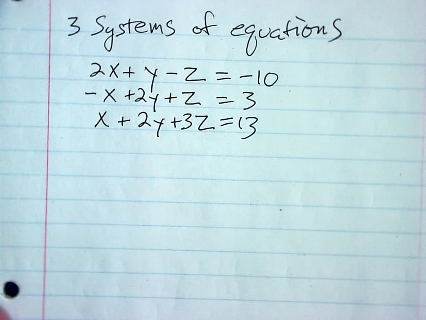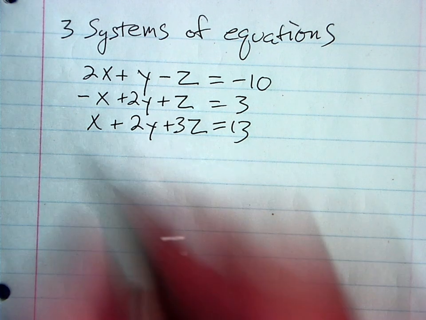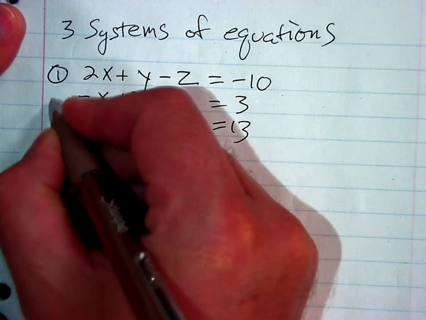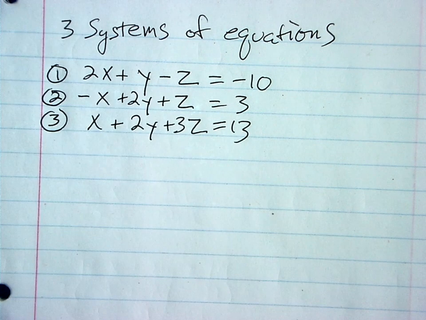Started. We have, instead of having two variables, we have three. And that's why we have three lines. First step is I'm going to number my lines. This is number 1, this is number 2, and this is number 3.